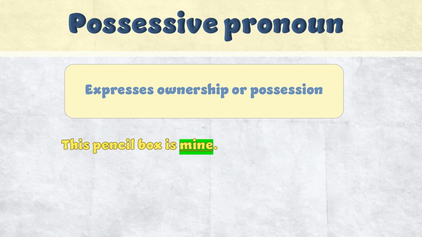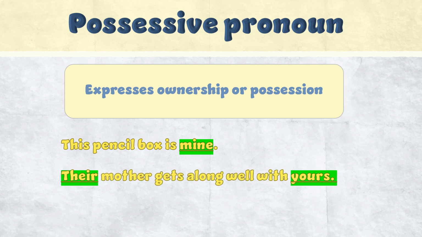For example, this pencil box is mine. Here, whose pencil box is this? It is mine. So mine is possessive pronoun. Their mother gets along well with yours. So here we have two possessive pronouns. One is their and the other one is yours.